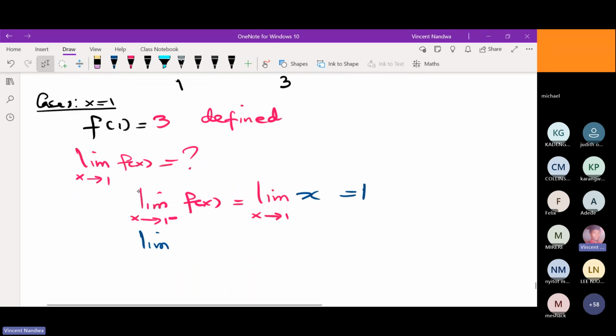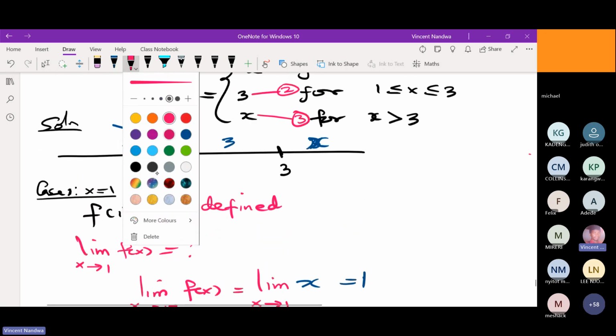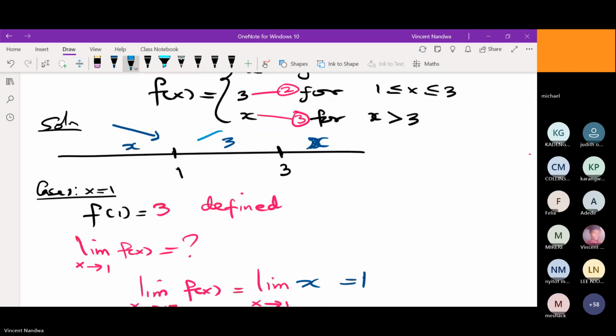So we'll have the limit of f of x as x approaches 1 from the right. Approaching 1 from the right means that you are moving from this side. You are going towards 1, but moving from the right-hand side. So which function do we use? As you approach 1 from the right, f of x is?